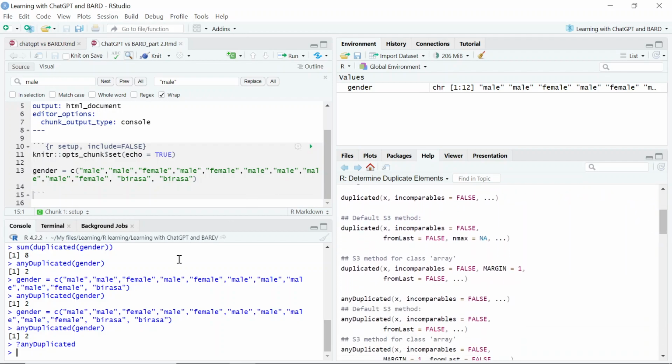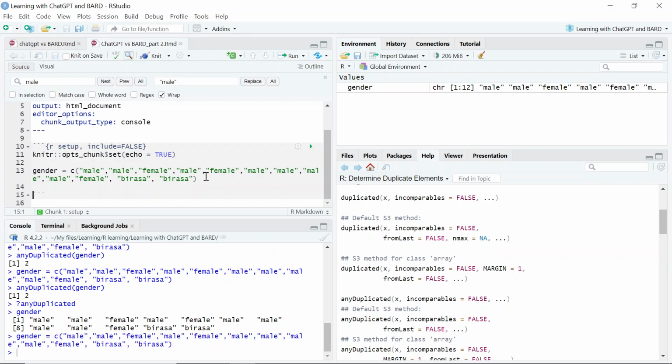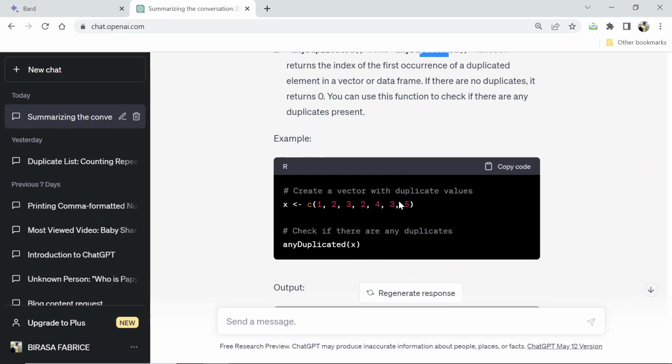Okay. Let me see my gender value. Birasa. Oh, okay. No, I don't see the issue behind. My gender should have Birasa should have been added to any duplicate. I'm not going to delay on it.